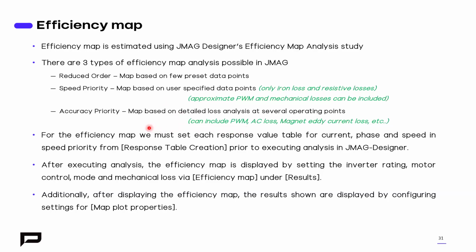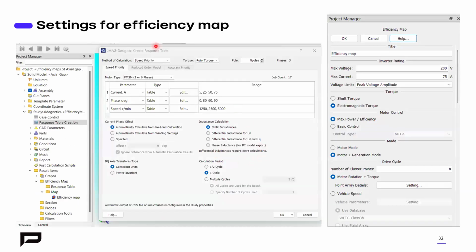Okay, so once we choose the type of efficiency, which is speed priority, we have to enter the response value table. After that, we have to run the study, and the efficiency map results will be displayed in the map plot properties finally. Okay, so these are the steps we are going to see now. These are the settings for the efficiency map.